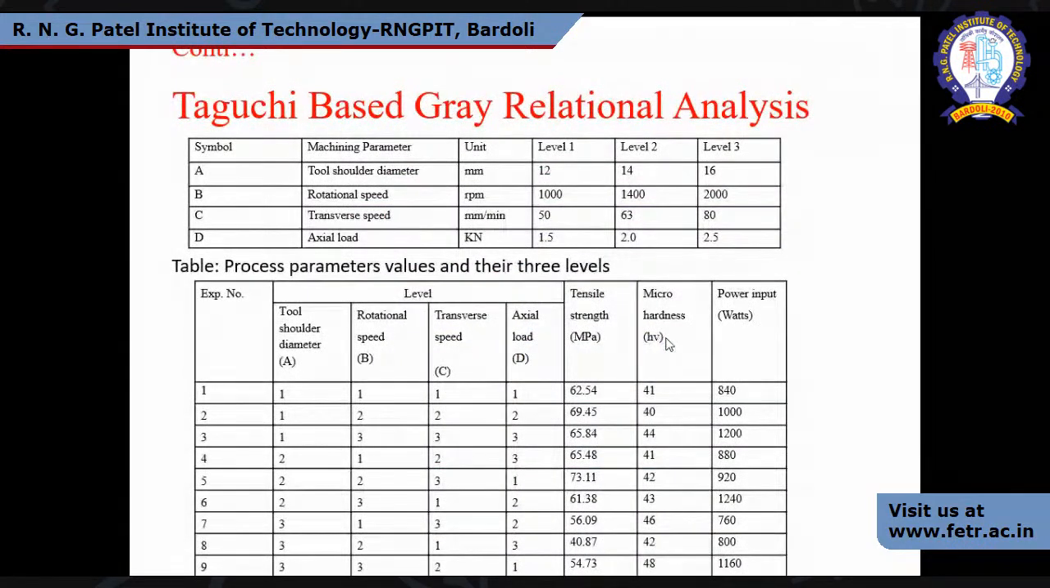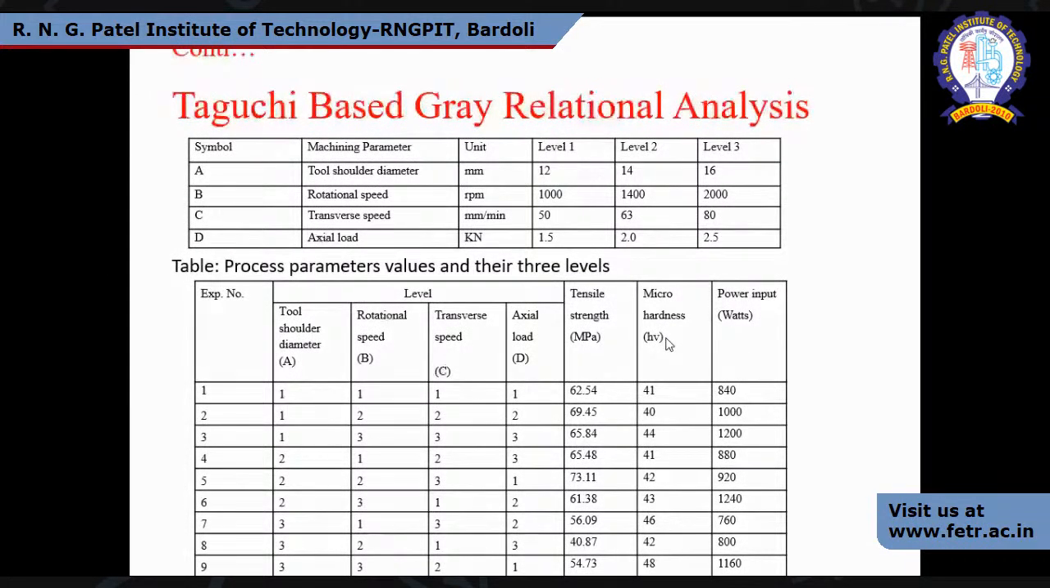Definitely we will go through the Taguchi only. Due to the time limitation, we cannot discuss artificial neural networks, response surface methodology, or any other kinds of optimization techniques. So if I have four input parameters, like tool shoulder diameter, rotational speed, transverse speed, and axial load, and three output parameters like tensile strength, micro hardness, and power input, so four inputs and three outputs.